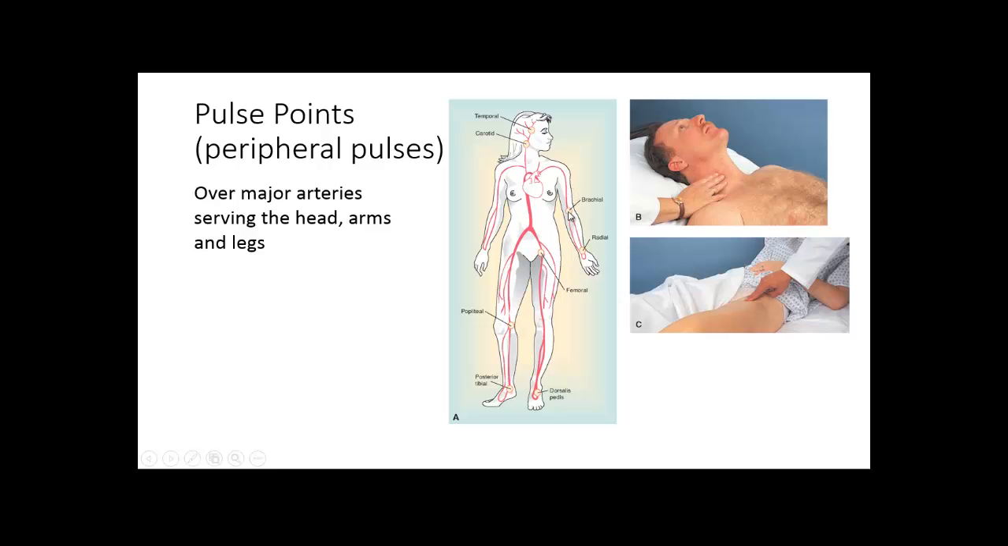And then the radial artery is down on the thumb side of the wrist. That's a common location for checking heart rate for yourself. If you're exercising or want to check your resting heart rate, the radial pulse is a good location, as long as you have good vasculature and you don't have hardening of the arteries.